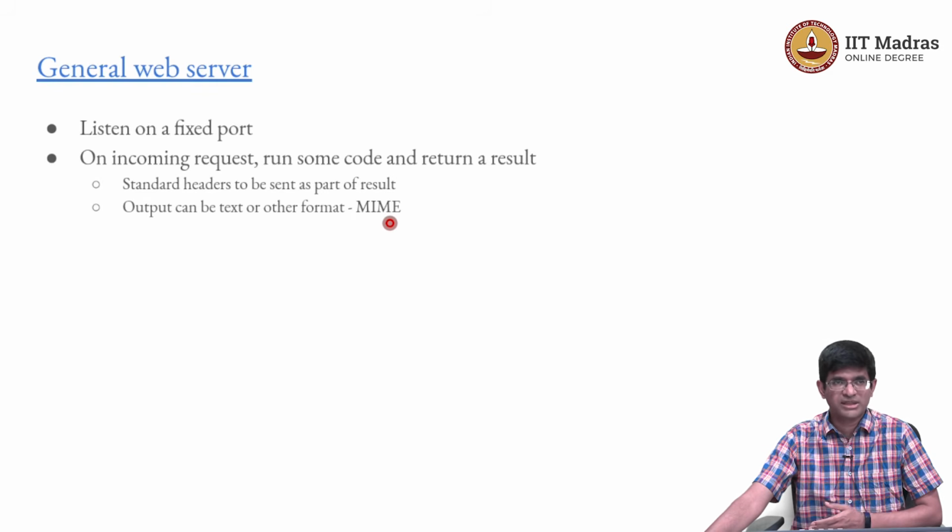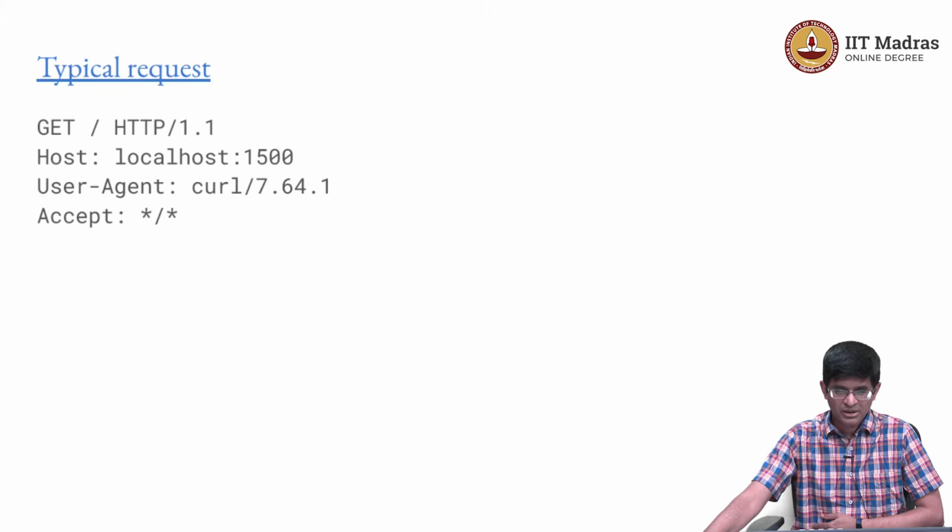MIME stands for, I think, multimedia internet mail extensions. It was defined for the purposes of sending email, but in email you could have different kinds of attachments. So that is where MIME originally came into the picture, but it has been extensively used in different parts of the web since then.